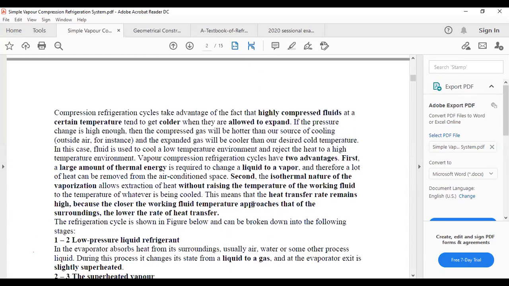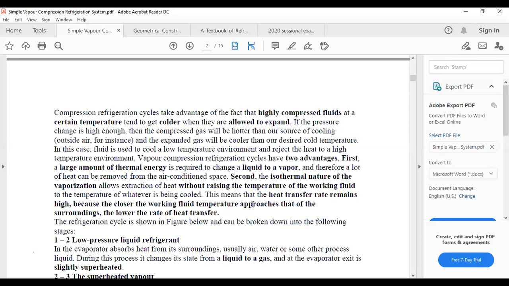Let's move on and explore more on how this system works, and how much better it is than the previous system. We see that highly compressed fluid at certain temperatures tends to get colder when allowed to expand, like in the expansion device. So you expand this highly compressed fluid and then it will get colder.